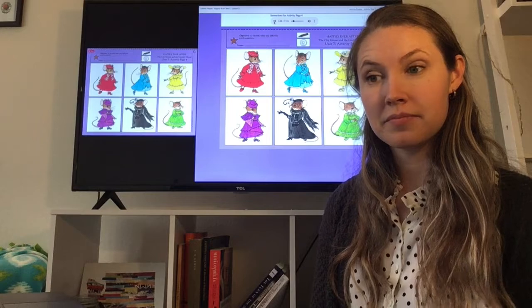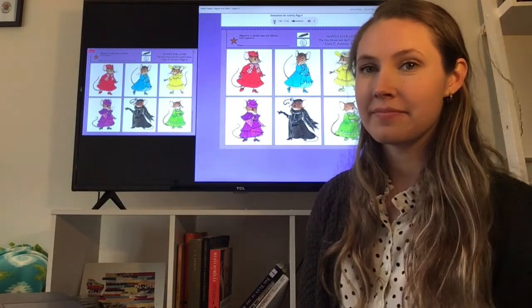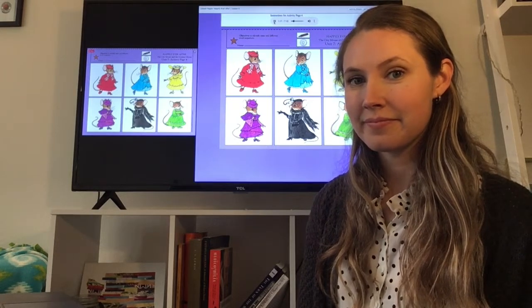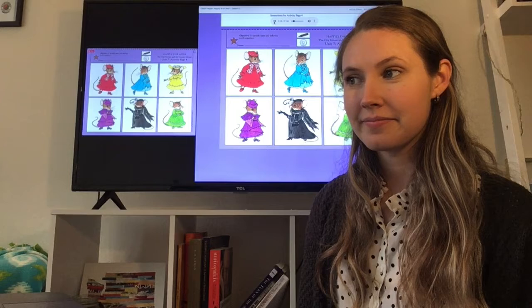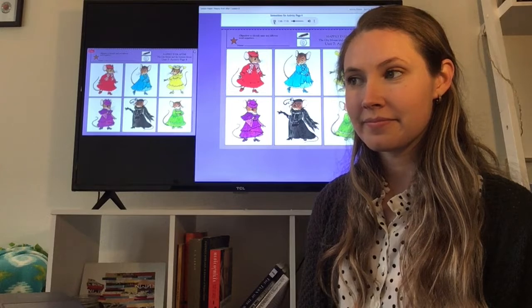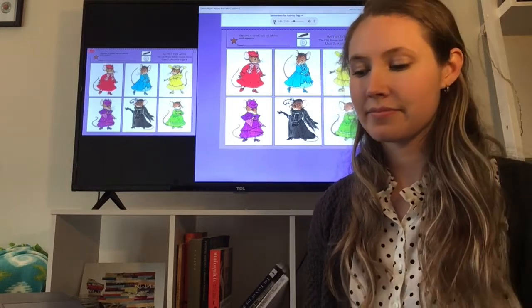Listen again. First the mouse said cheese, pickles. Next the mouse said cheese, pickles. If she said the words in the same order both times, circle the mouse in the red dress. If she did not say the words in the same order, put an X on the mouse in the red dress.